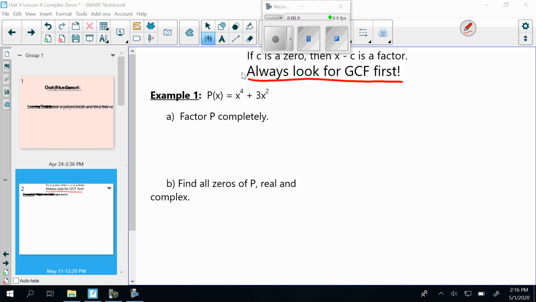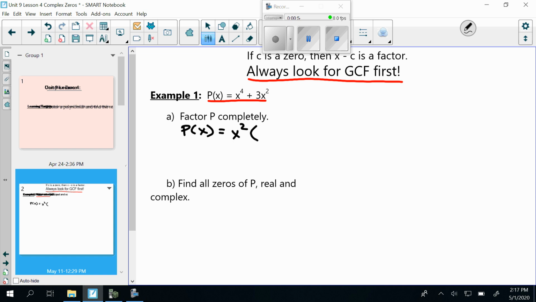So if there's a greatest common factor, you want to try to find it. If we look at this first polynomial here, what can be factored out of there? Well, I see that there's a greatest common factor of x squared. We can divide both of those by an x squared, so we're going to do that first. Let's factor out an x squared, and then we want to see what's left over when we do that.